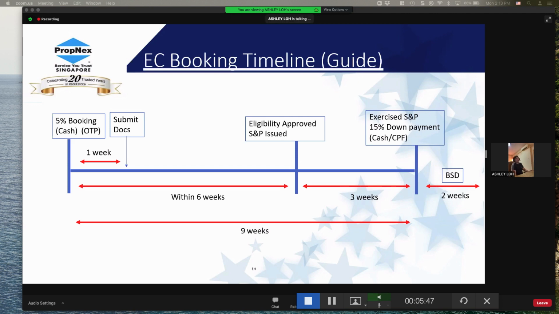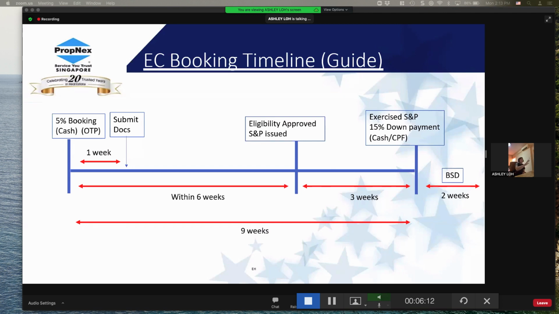All the way until then, you just wait for HDB to approve, and from approval, within 3 weeks, the developer will send the SMT down to your law firm. Then after that, 2 weeks to pay buyer's stamp duty. I will not go through so much here because this one is under timeline. Just know that this entire 9 weeks is generally from the 5% OTP that you put down all the way until the 15% when you exercise.